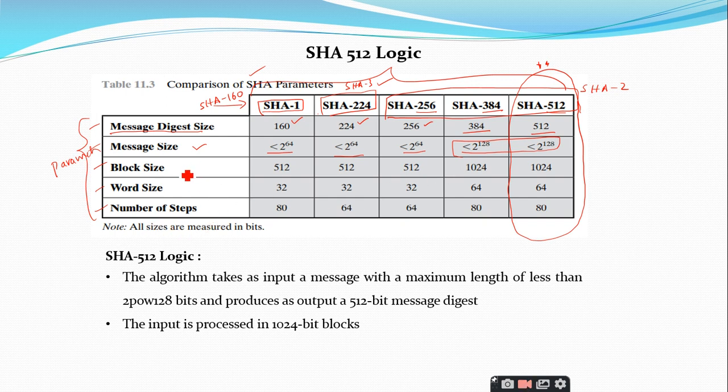And coming to the third parameter, that is the block size. The block size of SHA-160, SHA-224 and SHA-256 remains the same, which is 512 bits. Whereas for SHA-384 and SHA-512, the block size is 1024.